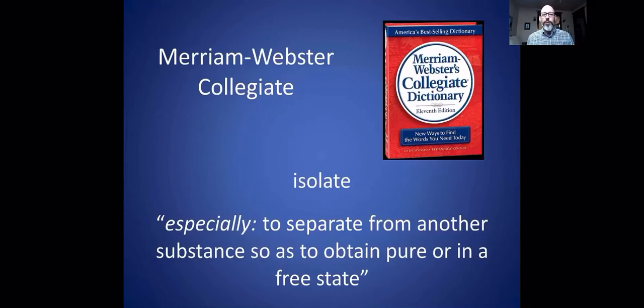So before we get into those papers, I just want to go over the definition of isolate, because I think that this has been confused by some of the scientists as to what it means and what procedure they're using. This is from the Merriam-Webster Collegiate Dictionary, and it says, especially to separate from another substance so as to obtain pure or in a free state. So in other words, nothing else is mixed with it. Very key.